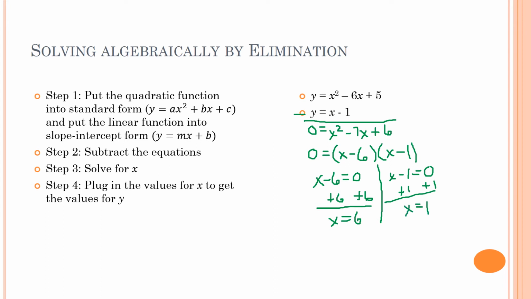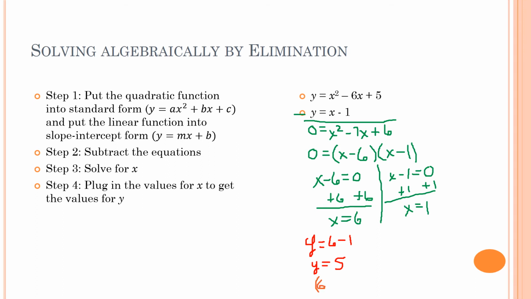So now I have two values for x. I need to go back and get values of y. My personal recommendation to you would be to use the linear function since it is easier. Y equals 6 minus 1. So y equals 5. Now I do need to group these together, which I'm going to do here in orange.